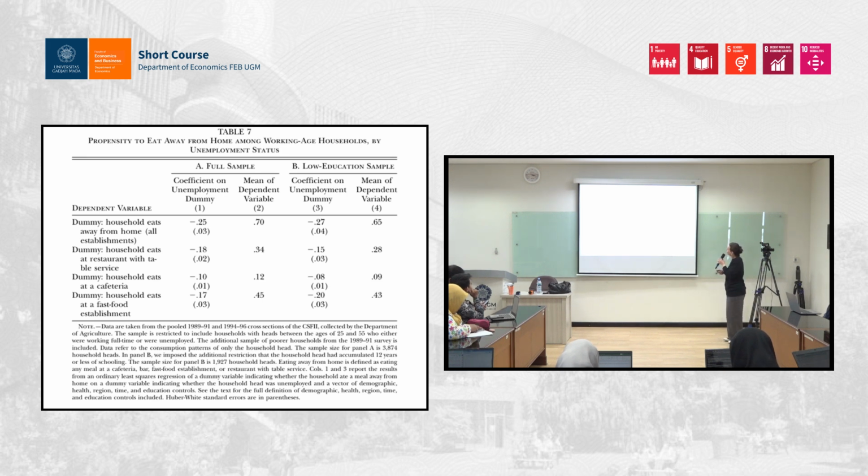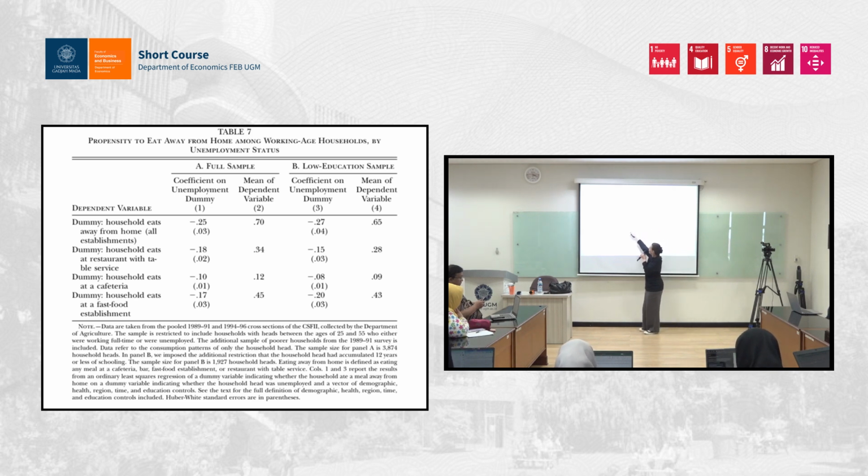So they're going to conclude also by doing some heterogeneity analysis. So you're going to distinguish, does it matter if you are a high educated or a low educated American? So here they're going to look at the unemployment results for the full sample and then for the low educated American. And actually, you see, they're very, very similar. There is a drop in eating away from home, 0.25 for the sample, 0.27 for the low educated.